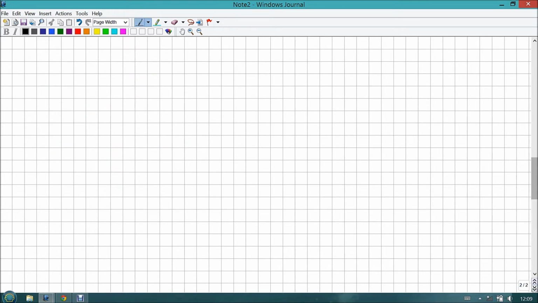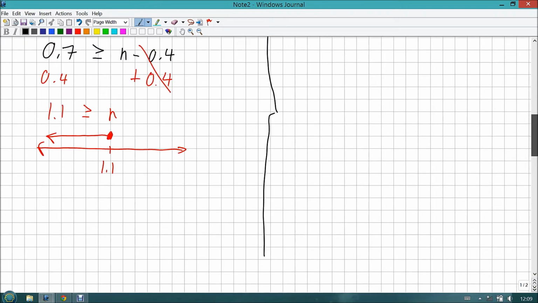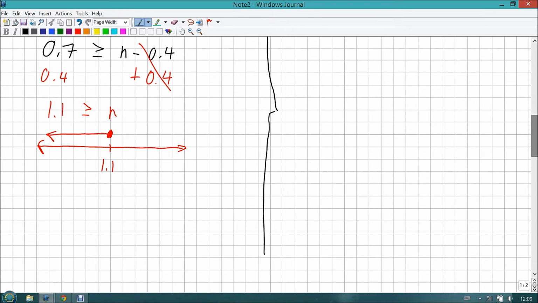So let's go ahead and go on to our next example. I know, so many examples today, right? Well, our next example is going to be a word problem.